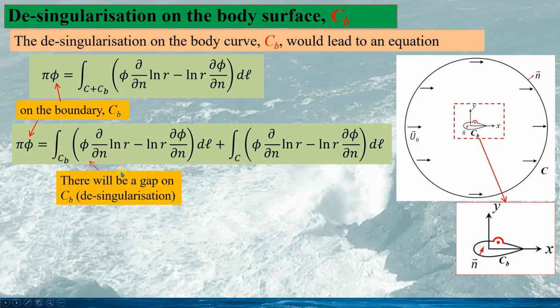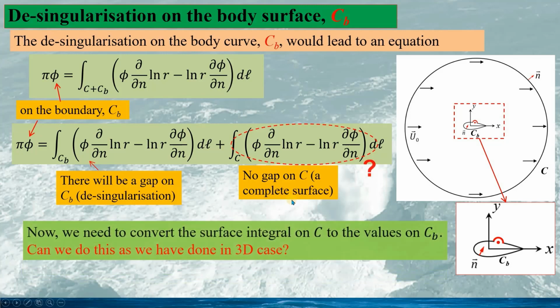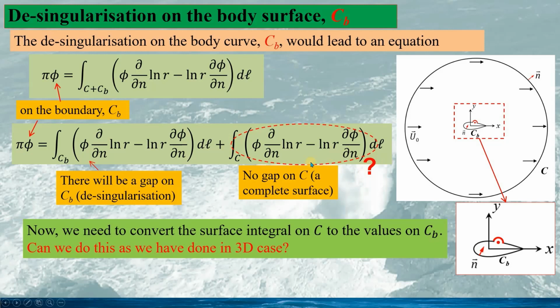This part is the integral on CB, and we can see there will be a gap on CB here because of the desingularization. While for this integral on the control surface C, there will be no gap, and this curve integration would be a complete curve. Then we need to convert the surface integration on C to the value on CB, as we have done in the 3D case. But can we do this as we have done in the 3D case? This is a big question.